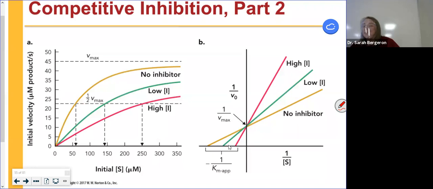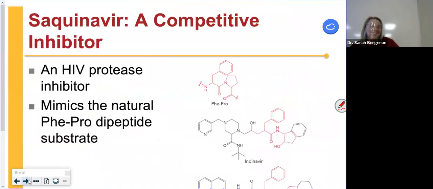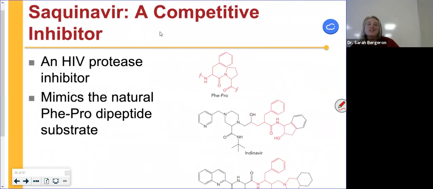So our Km will change, but what happens to our Vmax? Stays the same. How much easier is it, if you know what the values are, to look at this than this? If you know what it means, this is easier. Okay.